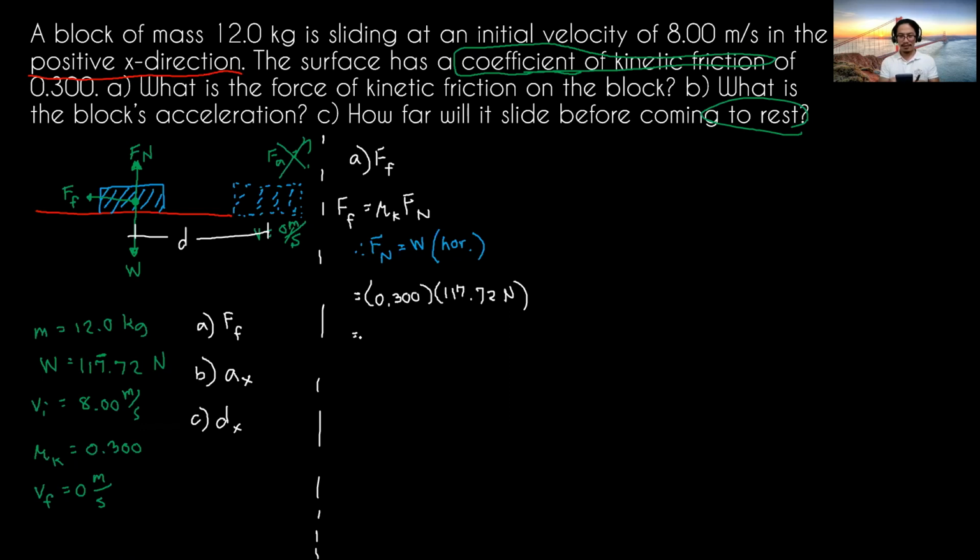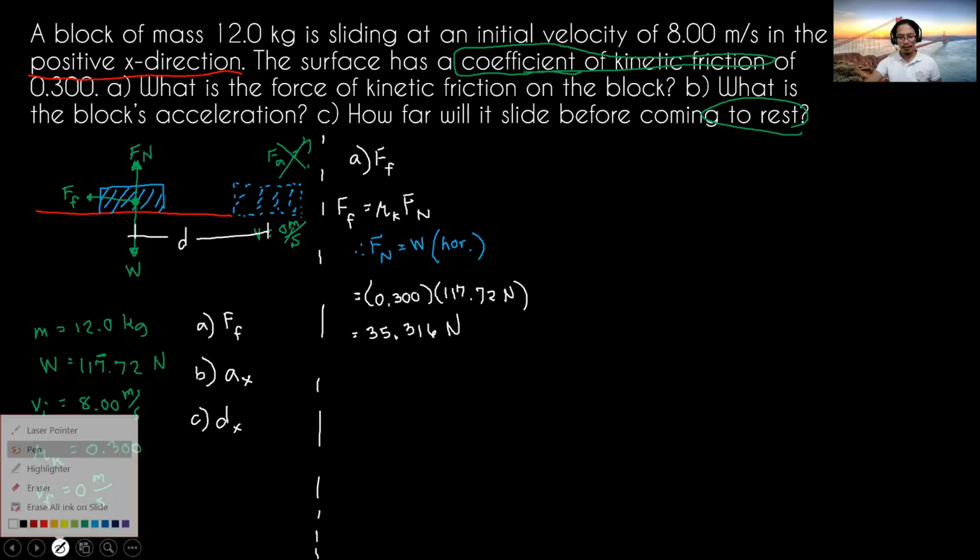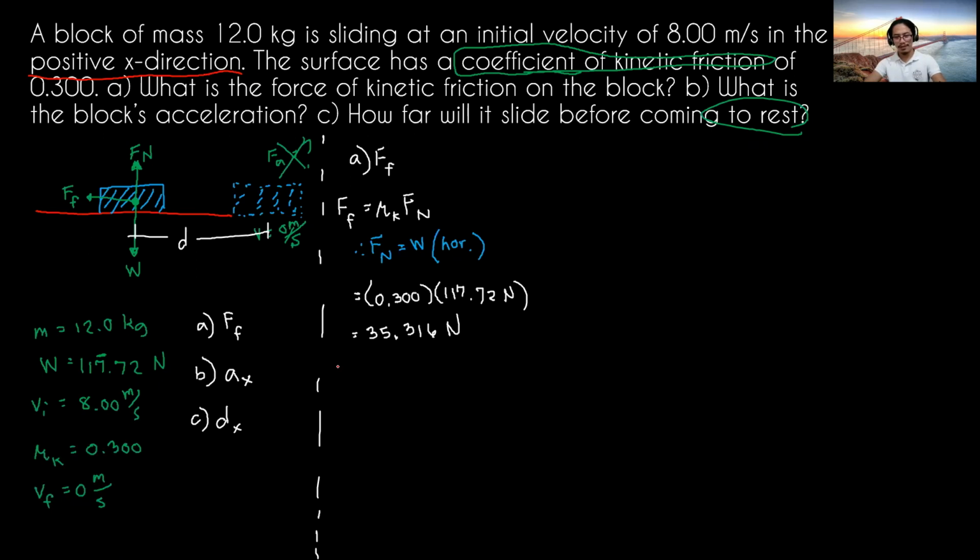And that will give us 35.316 Newtons. How many significant figures do we need? We only need 3 significant figures, so our frictional force is just equal to 35.3 Newtons. Questions?